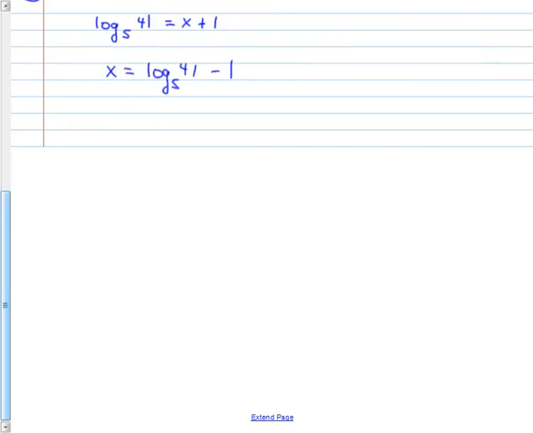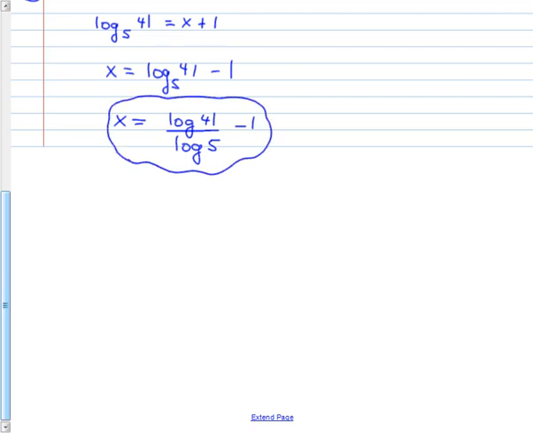Now there's one more step. A change of base formula here. Log of 41, I decided to use common log this time, over log of 5 minus 1. That's my answer. That's as far as I can go without a calculator. They didn't want us to use a calculator and go to a decimal. They wanted us to simplify that without a calculator.